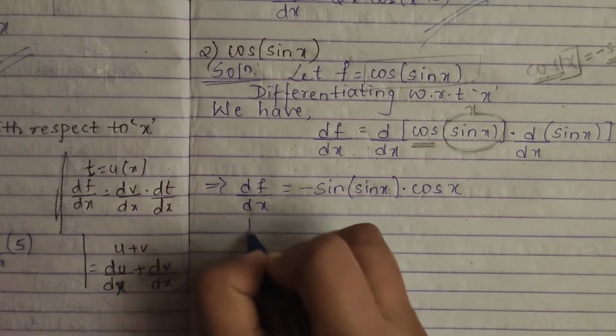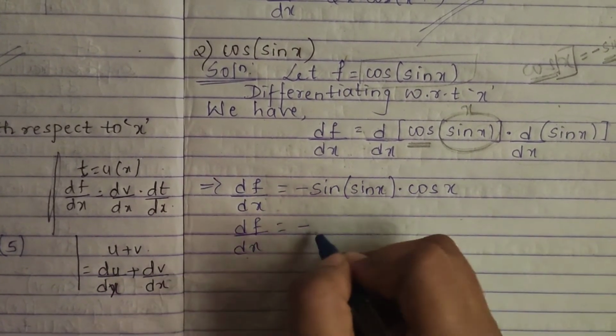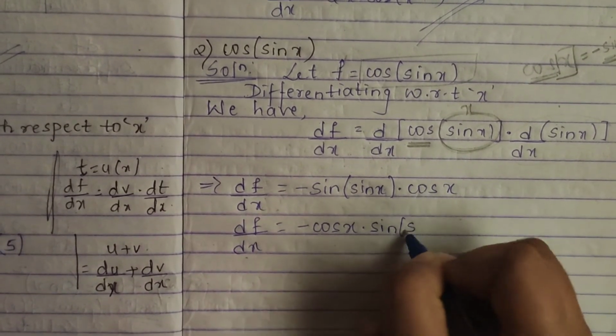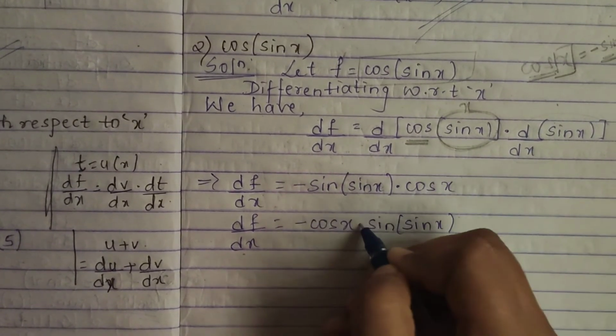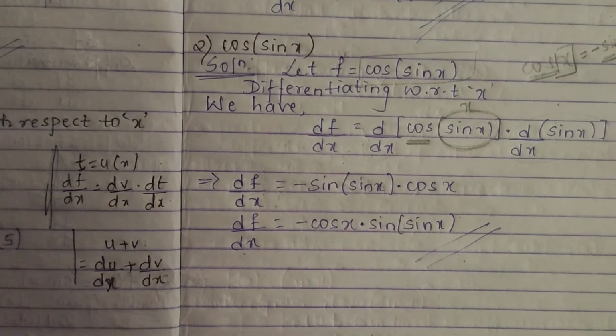So again, I am just arranging it properly. How can I write? I can take the minus sign. First I will write cos x into sin of sin x. Shouldn't be confused, this into this, and the sign should be there. So this is your final answer.